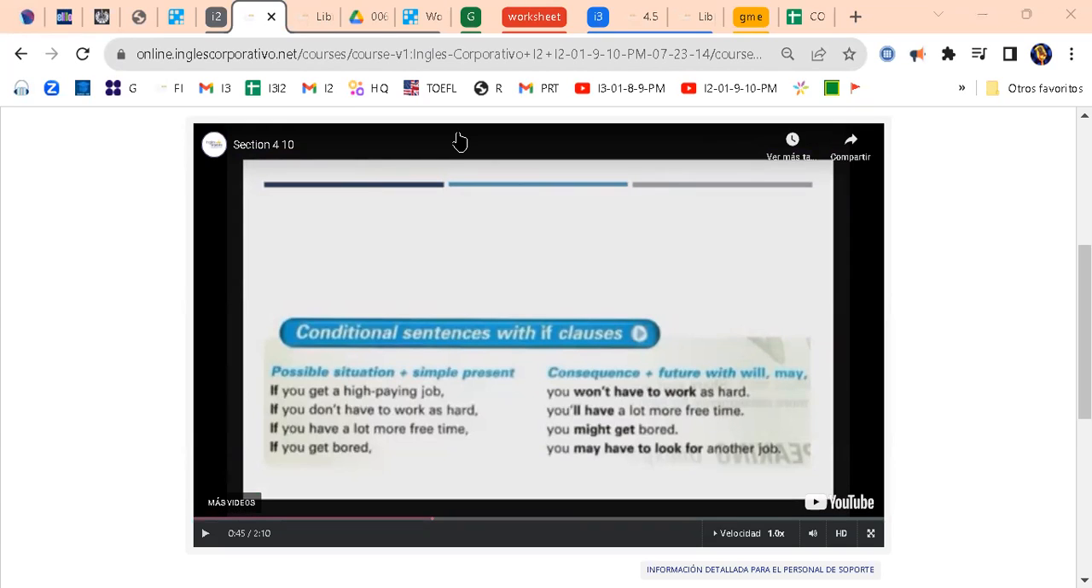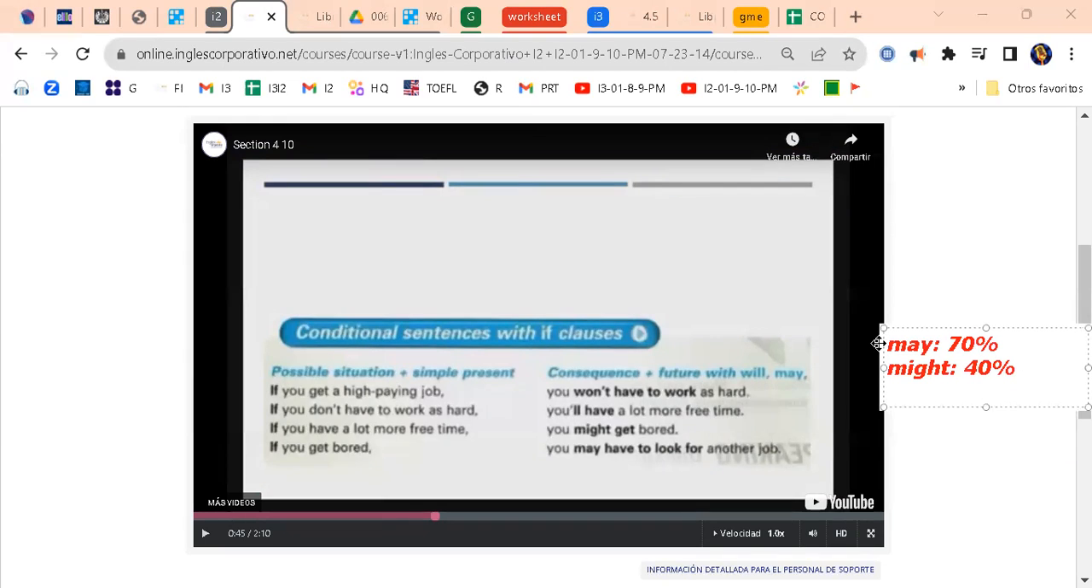So what is a modal? A modal is a word that helps us to show probability. In this case, may has 40% of probability. Okay, no, sorry, it was the other way around. May has 70% of probability. Might has 40% of probability. Well, just these two. I think we're just checking these two.